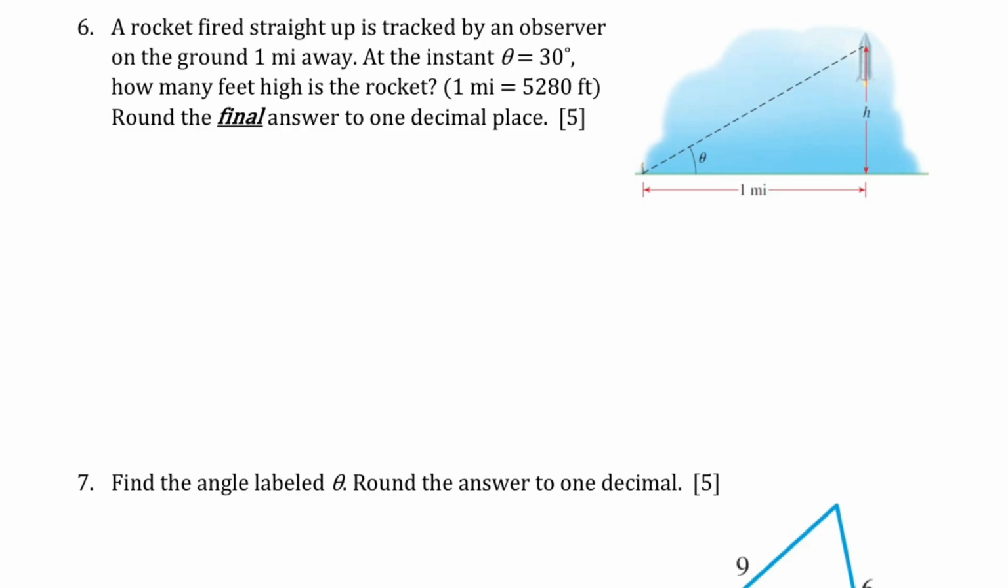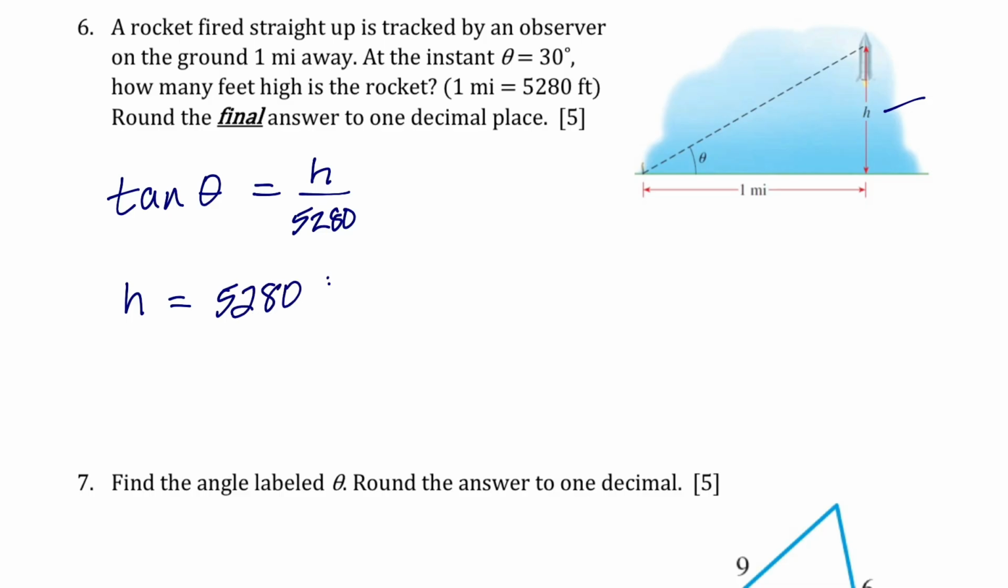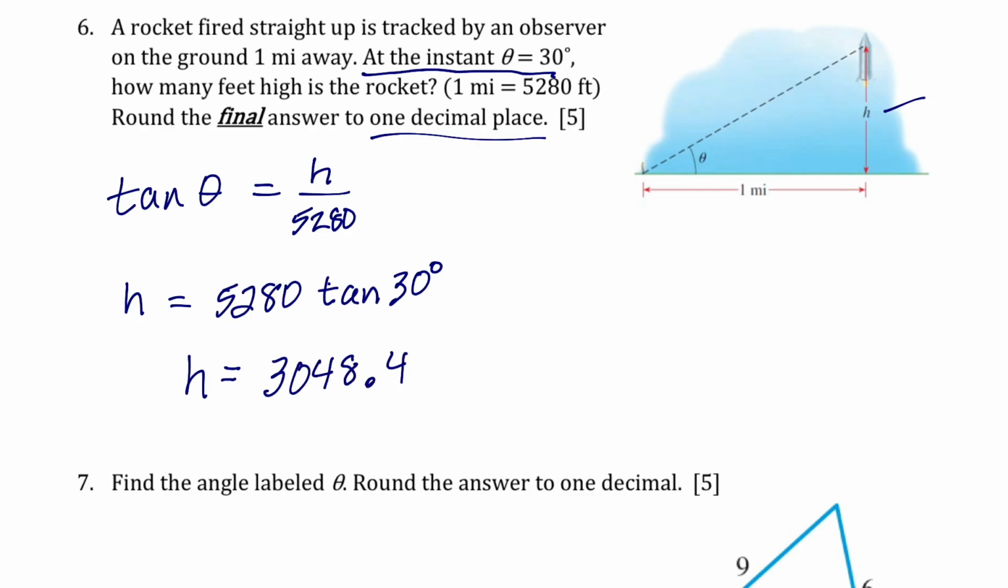So let's go ahead and set this up. If I'm dealing with opposite and adjacent, I'm going to be looking at a tangent. So the tangent of theta is going to be the opposite, which is h over here, divided by 5,280 feet. So multiply both sides by 5,280, and we get an equation that looks like this. But we're told at the instant this is 30 degrees. So we're going to look up the tangent of 30 degrees. I could just multiply this out in a calculator and come up with a 1 decimal approximation. So when I do this, I end up with 3,048.4 feet. So this height would be 3,048.4. So that takes care of number 6.